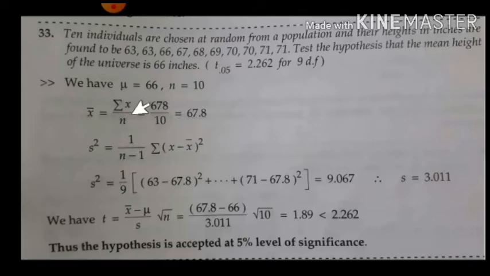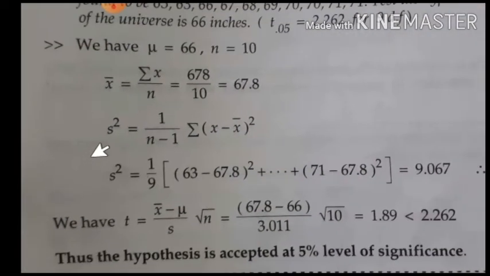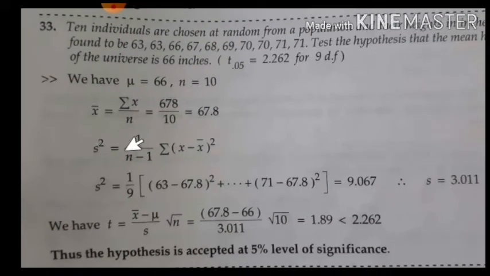So from this data, we need to calculate the mean and standard deviation. We know the formula for the mean from statistical concepts, summation x by n. Sum all these given table values and divide by 10, and you get the mean of the sample as 67.8. To find the standard deviation, first let us find the variance. The variance is s square equal to 1 by n minus 1 summation x minus x bar whole square. If you write and practice, only then can you remember these formulas. Practice the formulas, okay.